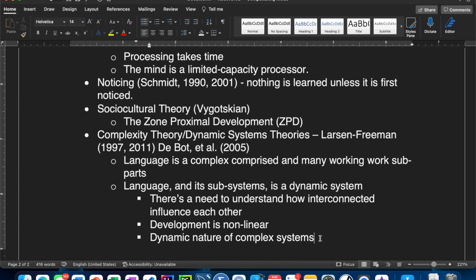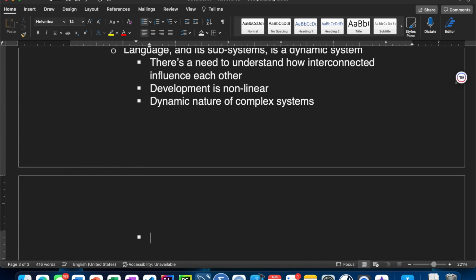right? So this is an overview, I should say, of cognitivist approaches to second language acquisition and some of the big ones. I would say that complexity theory, dynamic systems theories, and sociocultural theory are probably the most dominant cognitivist approaches that we have in second language acquisition today. I want to conclude, however, by asking this question here.